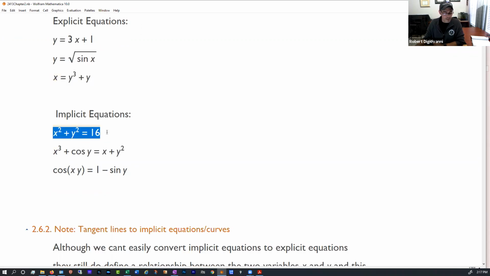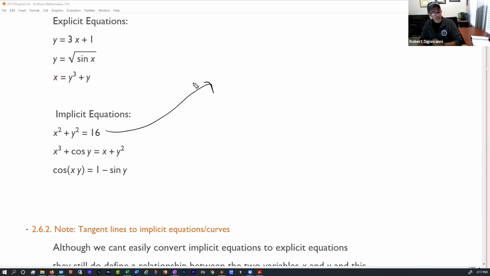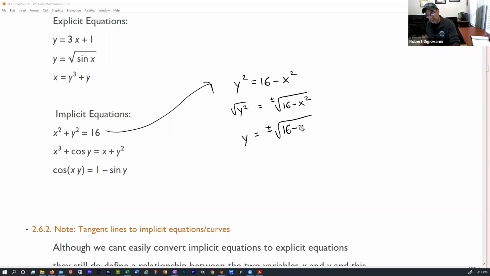So look at this first example here. If I were to take this and say solve it for y, you would take the x squared to the other side by subtracting it. And then if you tried to solve for y, you'd have to take the square root on the left side, and you'd have to take the square root on the right side. And as soon as you take the square root on both sides, you would have to do plus or minus. So the left side would become y, but the right side would actually become two different things.